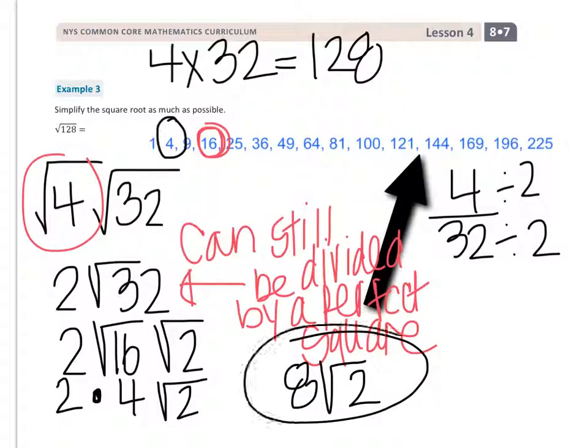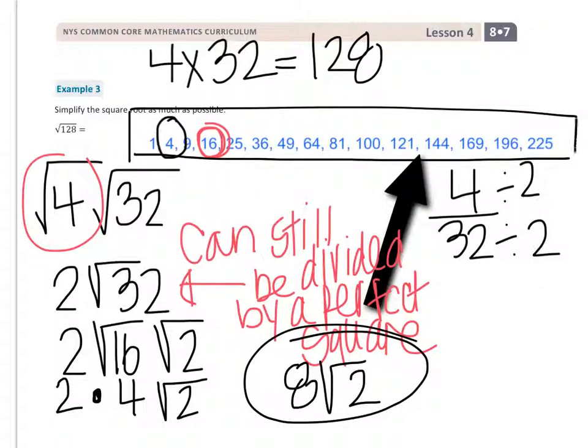And that's it. Make sure you follow your steps that I sent you. Just keep working through and try your best to find the largest perfect square. It might be useful just to write this list down on your paper as you work.